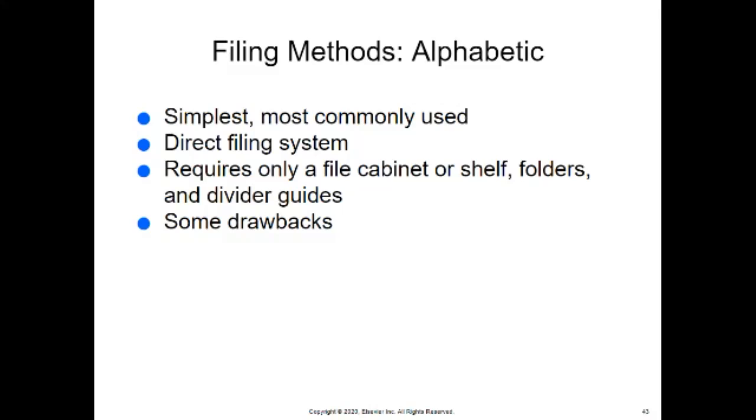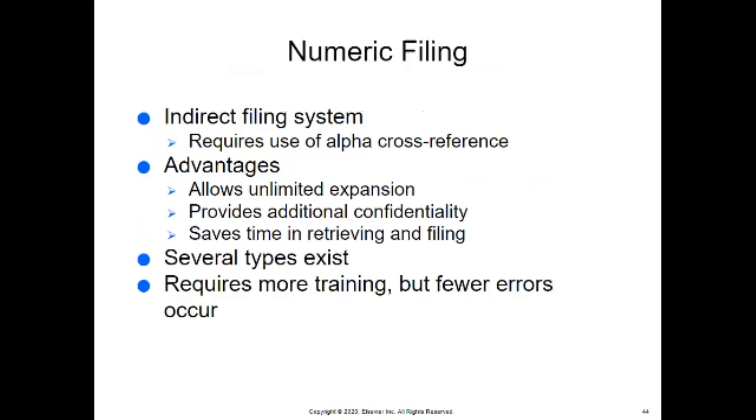So alphabetic is the most simple and commonly used filing system. It requires only a filing cabinet or shelf folders and dividers. And then I read the drawbacks. You have to know the correct spelling of names. As the number of files increase, more space is needed for each section. And as files expand, more and more time is required for filing and retrieving. And those are your drawbacks. I do apologize for that.